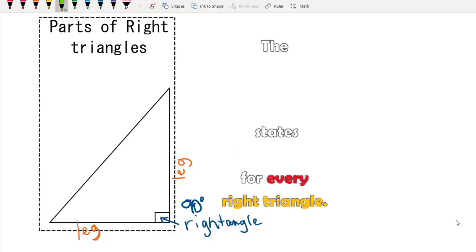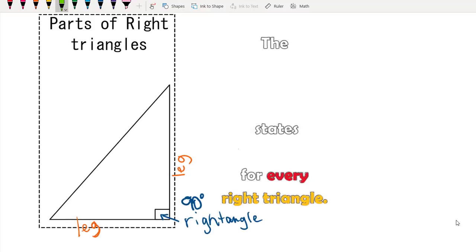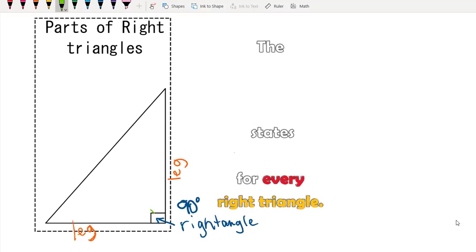Then we have this side that is across the triangle from the right angle, and it is the longest side. That's fun, and it has a fun name. It's called a hypotenuse.